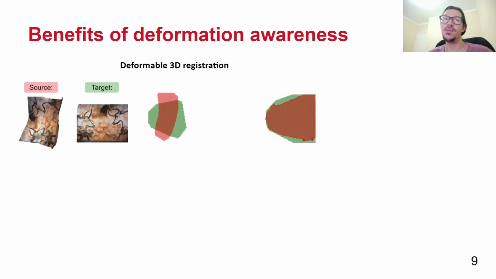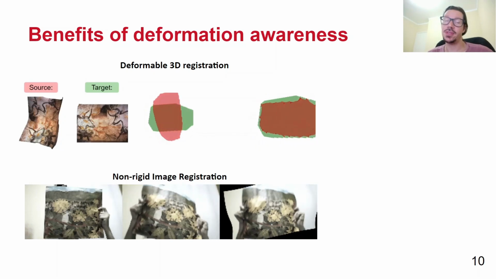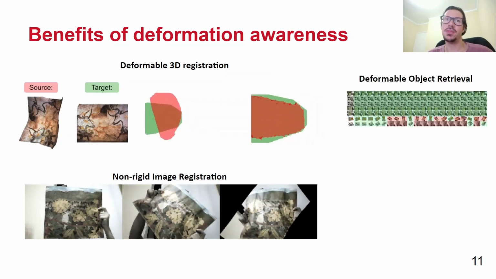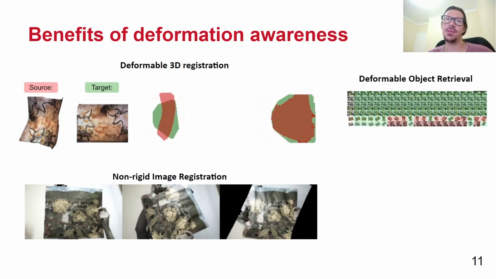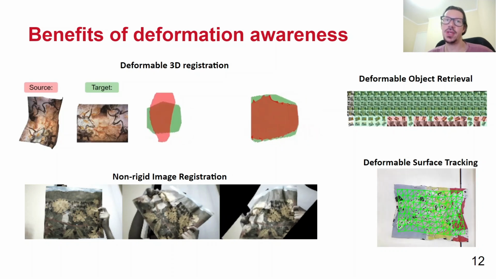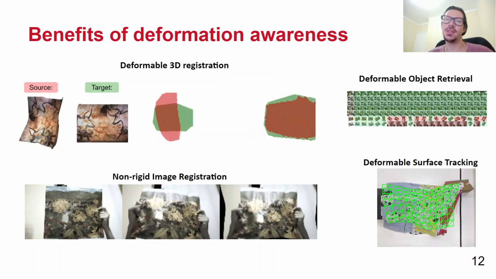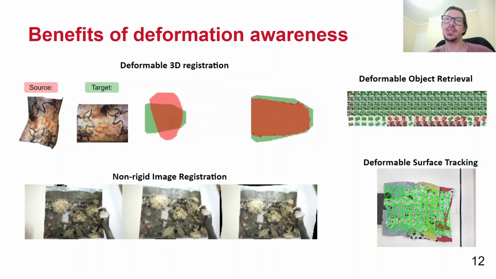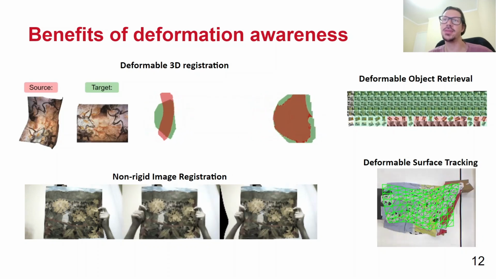Let's take a look. By empowering state-of-the-art local feature methods with increased robustness to deformations, several possibilities for real-world applications open up. For example, deformable registration, non-rigid image registration, deformable object retrieval, and deformable surface tracking. All these applications can enable solving critical tasks in medical imaging, industrial environments, and agriculture.